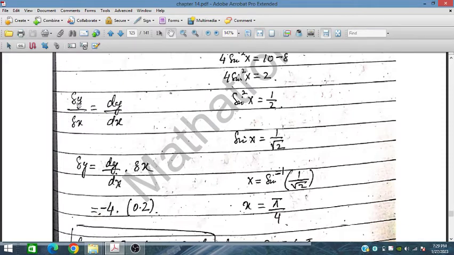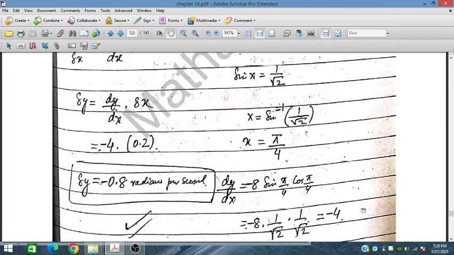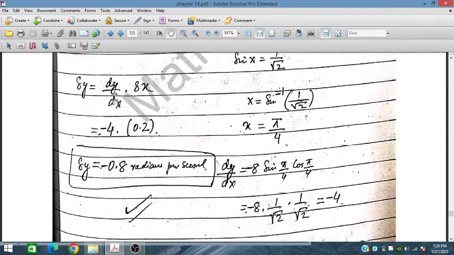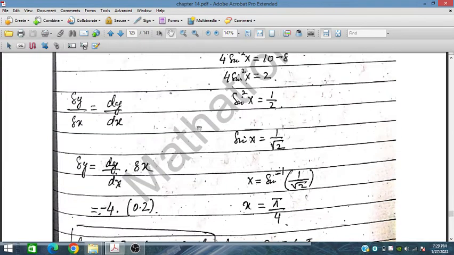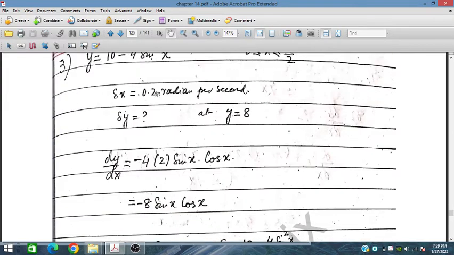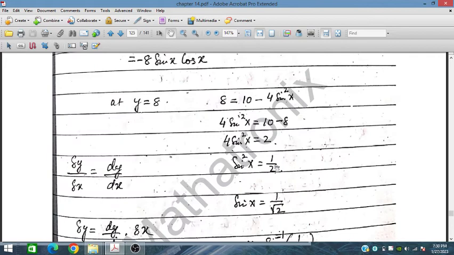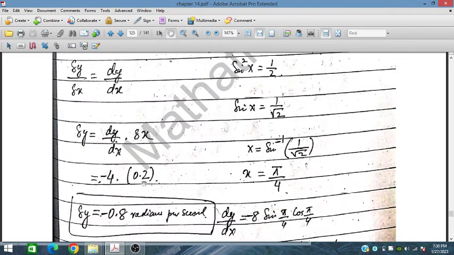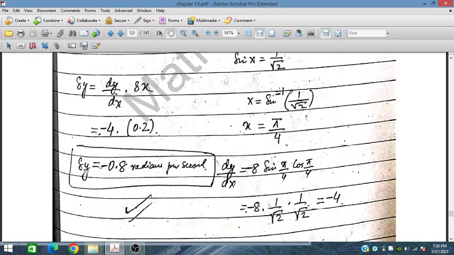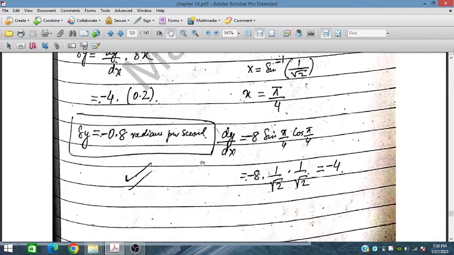That dy/dx we have used here. Delta y upon delta x is equal to dy/dx. In place of dy/dx we have used this minus 4 here. The incremental change is 0.2, as given in the problem, so delta x is used as 0.2, and delta y is minus 0.8 radians per second. So this is question number 3. Let's solve question 5.